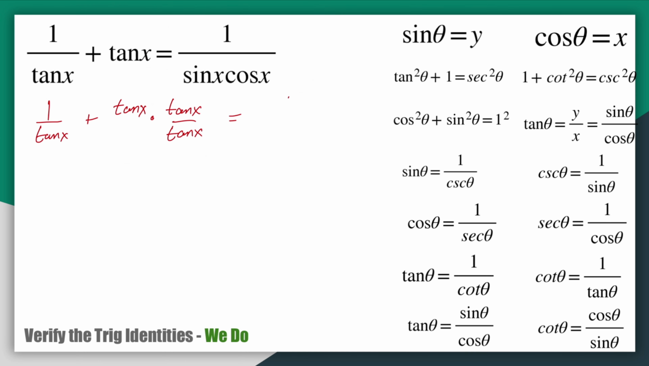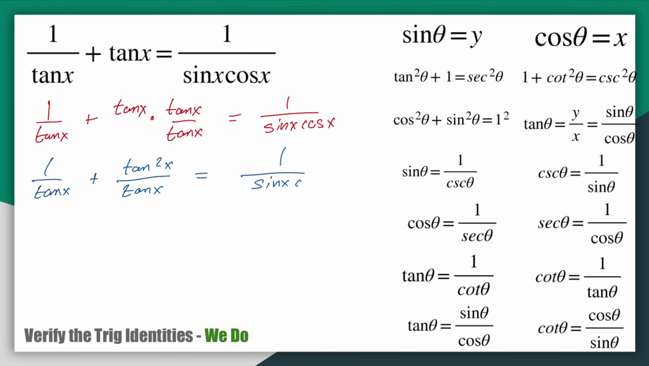And this would be equal to 1 over sine x cosine x. Okay. Now I actually go ahead and do the multiplying. I get 1 over tan x plus tan squared x over tan x equals 1 over sine x cosine x.